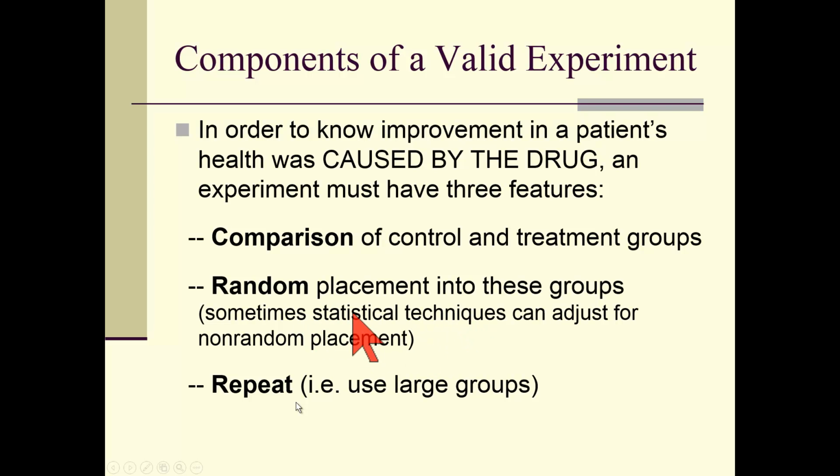If you can't do completely random placement, sometimes you can adjust for that a little bit, but randomization is good. The third thing you need is repetition. That just means that the sample sizes have to be sufficiently large. We talked about the fact that 10 is not big enough for the randomization to work. By the time you get up to 500, the chances are that random placement will really result in 2 groups, a control and a treatment group that look pretty much alike except for getting the drug or not getting the drug. These 3 things, comparison, randomization, and repetition, you have to have.